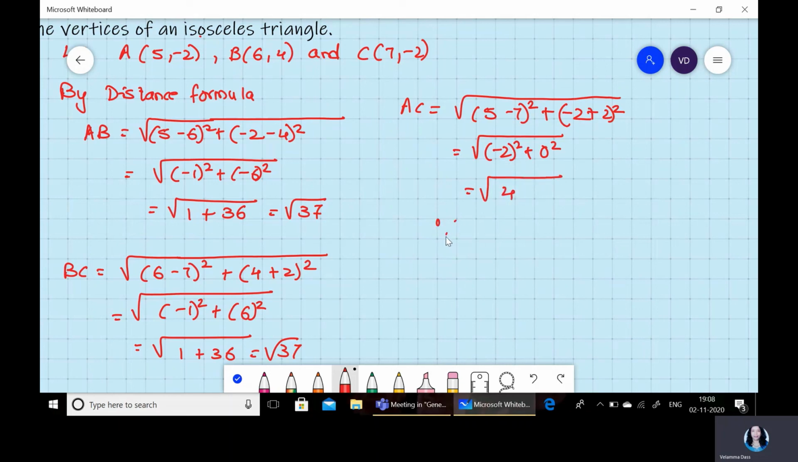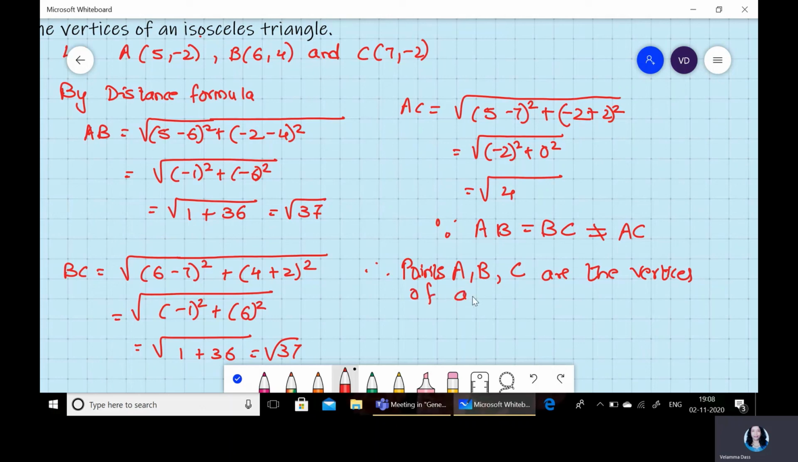So here we find that AB and BC are equal, which is not equal to AC. Therefore, points ABC are the vertices of an isosceles triangle. I hope you have understood.